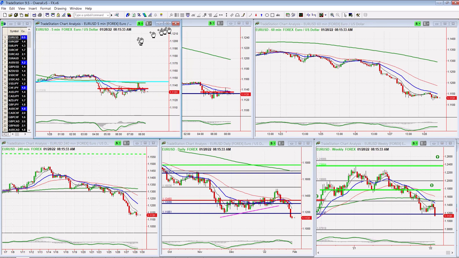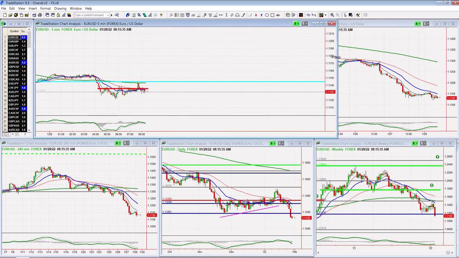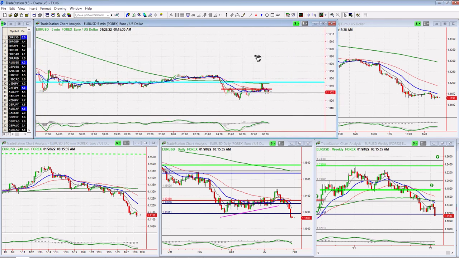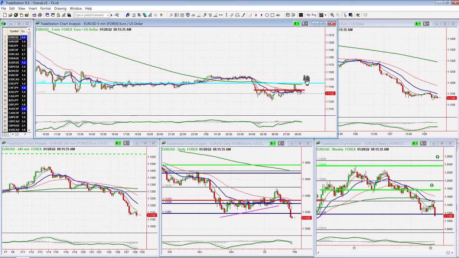So let's see how this turns out. I'm actually using this pattern to place my stop here, to tighten my stop, and let's see. In any way, it's a great trade. Thank you.